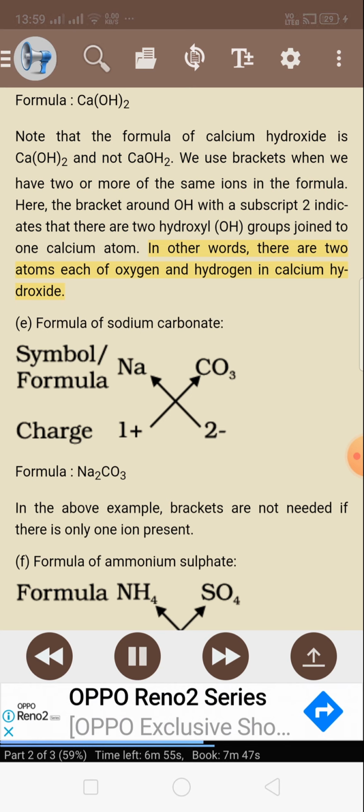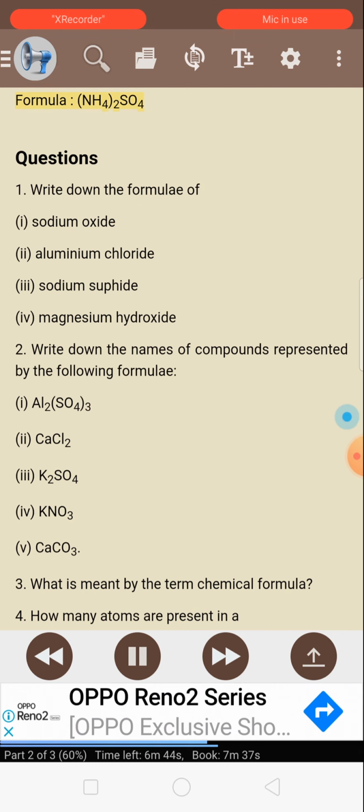In other words, there are 2 atoms each of oxygen and hydrogen in calcium hydroxide. E. Formula of sodium carbonate. Formula, Na2CO3. In the above example, brackets are not needed if there is only one ion present. F. Formula of ammonium sulfate. Formula, (NH4)2SO4.